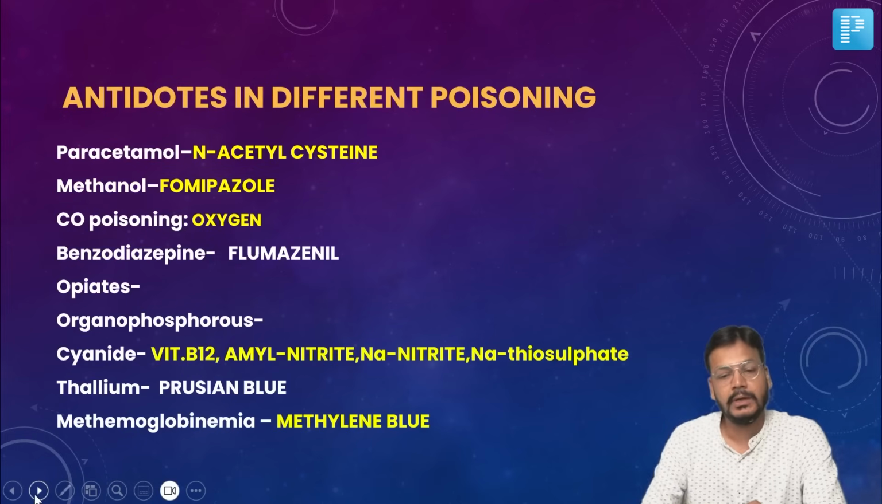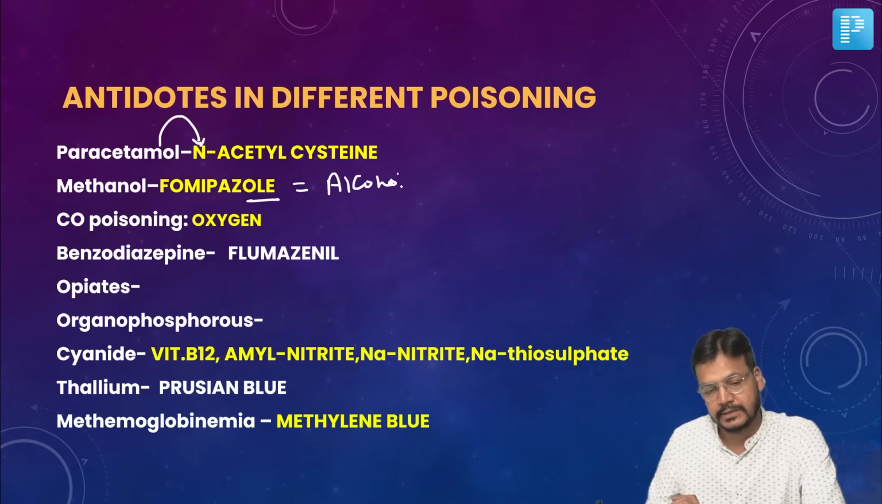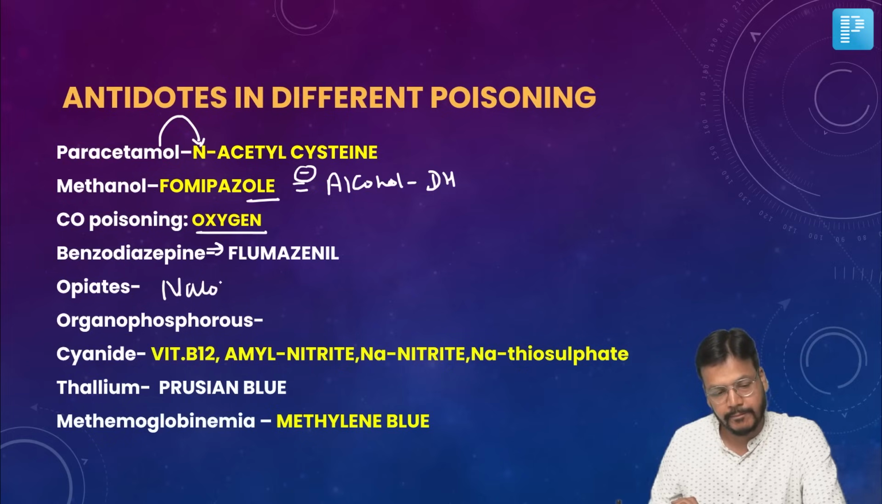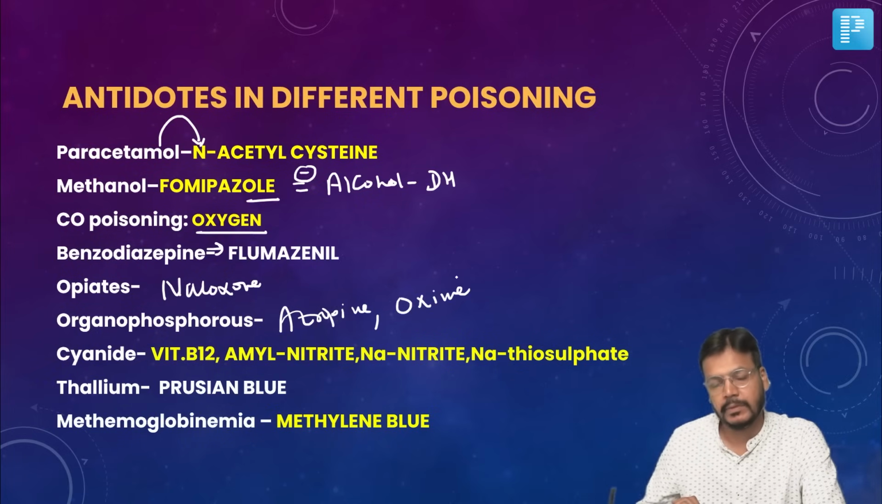Antidote in different poisoning. One question in every exam comes regarding the antidote. Paracetamol, it is N-acetylcysteine. Methanol, it's fomepizole. Fomepizole inhibits alcohol dehydrogenase. This is my favorite MCQ. Carbon monoxide, that is oxygen. Benzodiazepine, it's flumazenil. Opiate, I already told you it is naloxone. Organophosphate, it is atropine and oxime. Atropine and oxime for organophosphate.